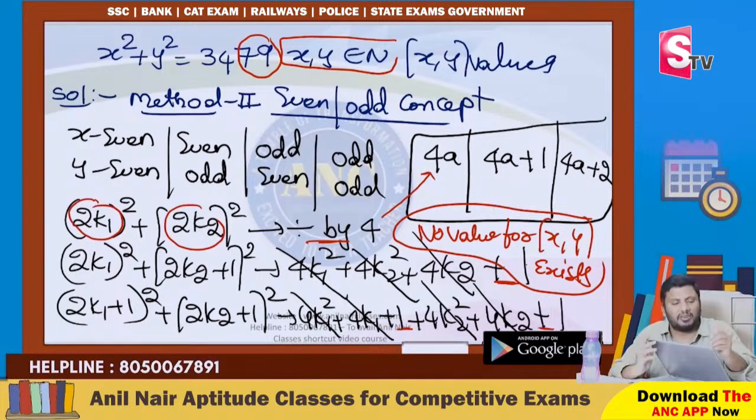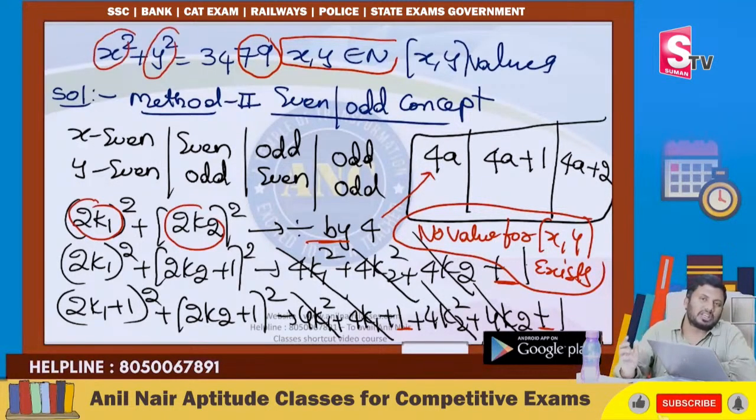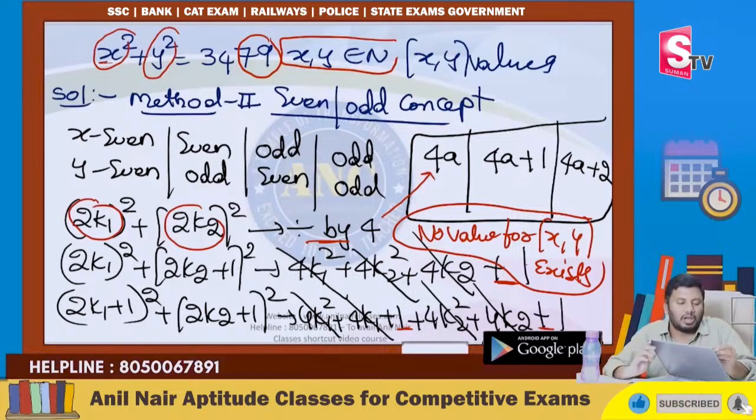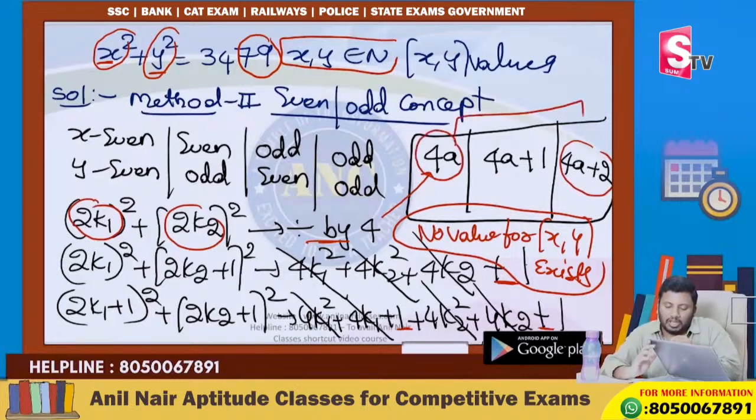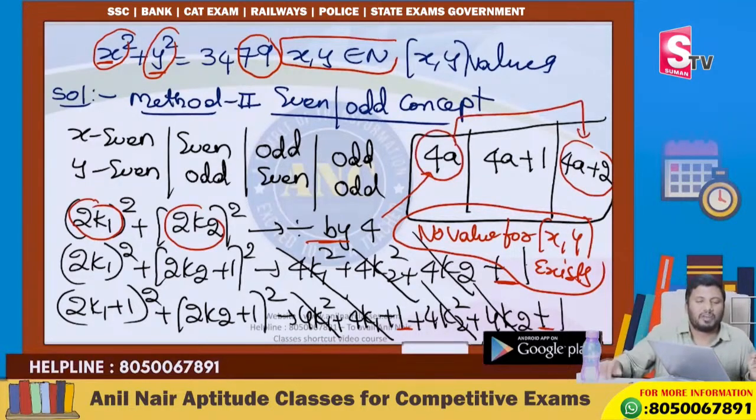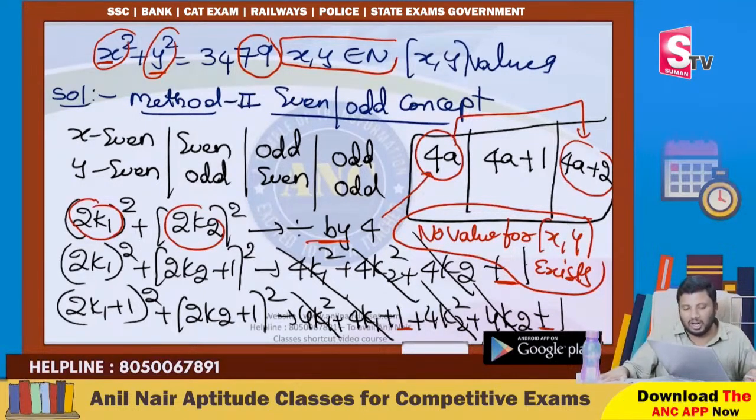Or an easy way to do it. Best case is when both are even. Worst case is when both are odd. Odd means it gives a remainder 1. It gives a remainder 1. 1 plus 1, it is 2. So it ranges from the lowest number, which is when x and y are even, that is 4a, to the worst case when x and y are odd.